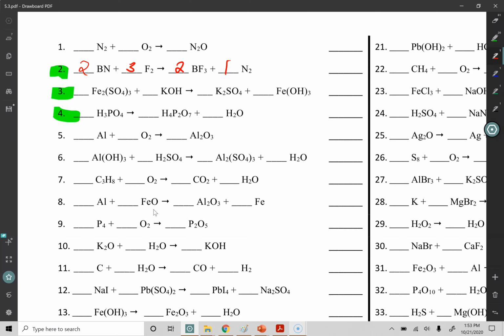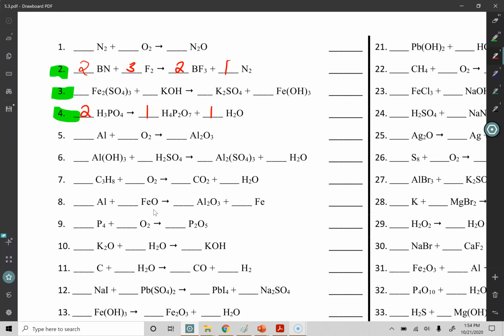2 phosphoruses over on the product side. Let's put a coefficient of 2 in front of H3PO4. That gives me 6 hydrogens. Okay, let's see, I've got 4. Oh, plus 2, that equals 6. All right, so far so good. Let's see if oxygen happens to be balanced as well. 2 times 4, 8 oxygens. 7 oxygen plus 1 oxygen, 8 oxygens. Balanced.